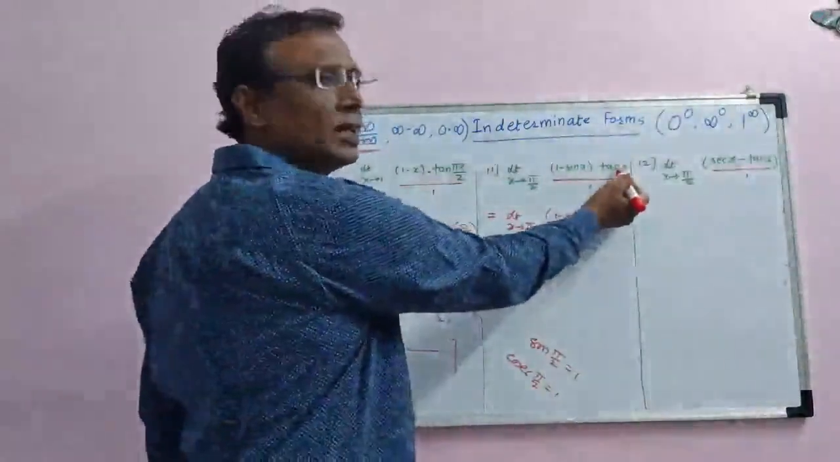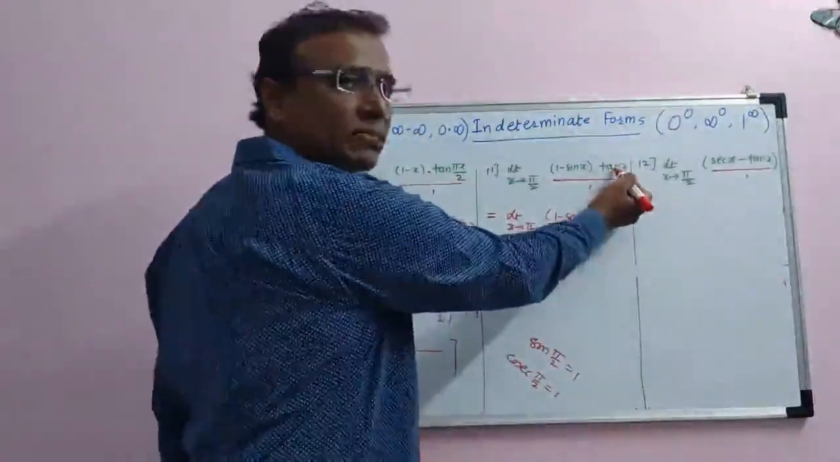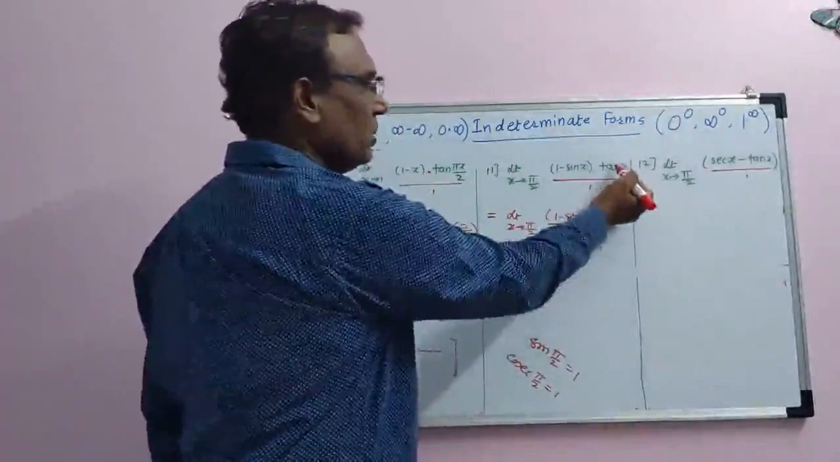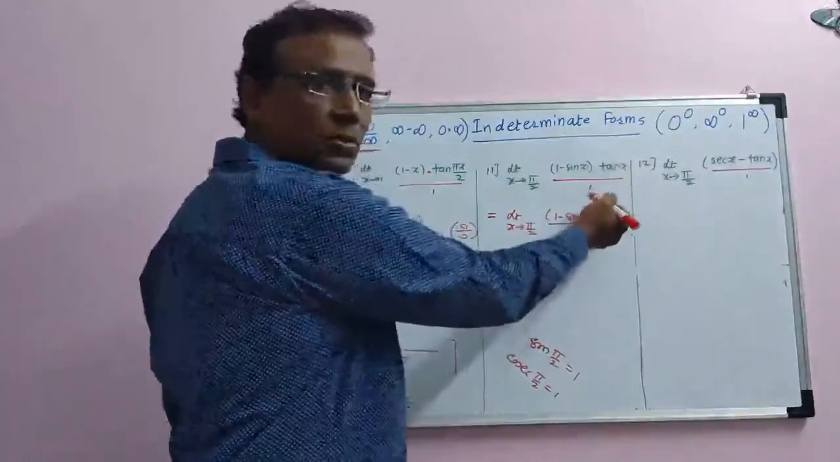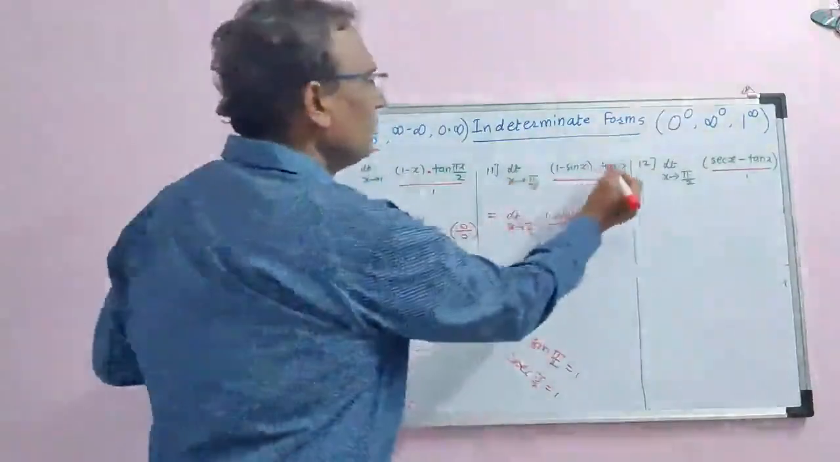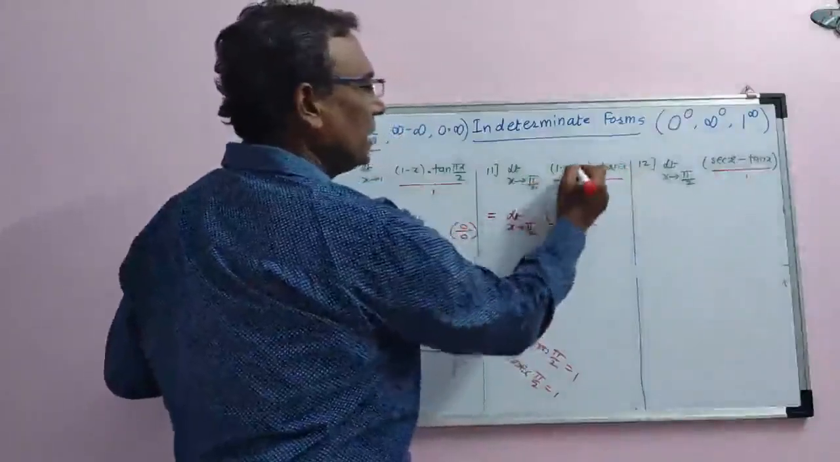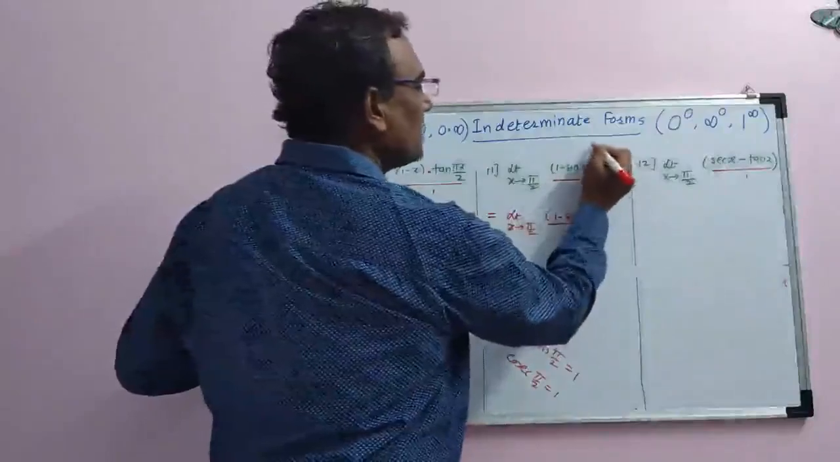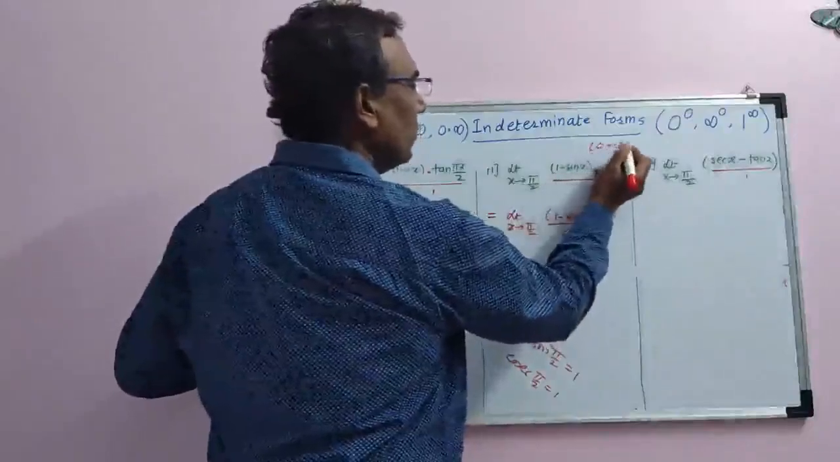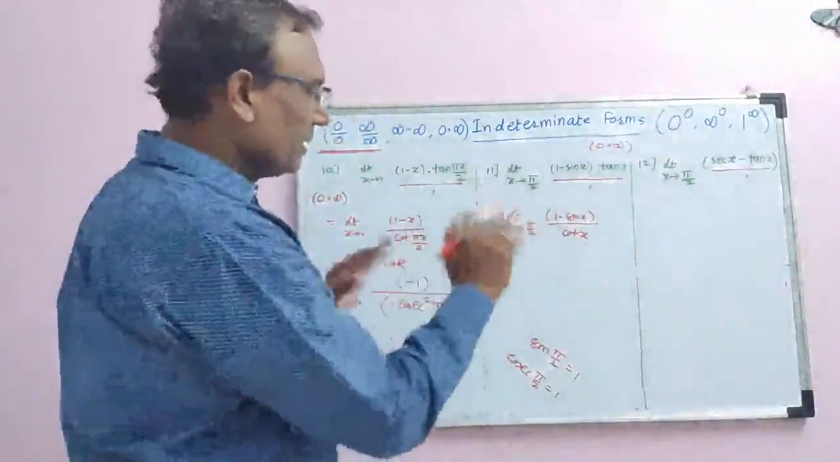If cot is there, you can write 1 by tan. If sec is there, you can write 1 by cos. If sin is there, you can write 1 by cosec, like that. If you put x equal to pi by 2, tan pi by 2 is infinity, and sin pi by 2 is 1, means 1 minus 1 is 0. This form is what? 0 into infinity. Try to bring the situation numerator by denominator.